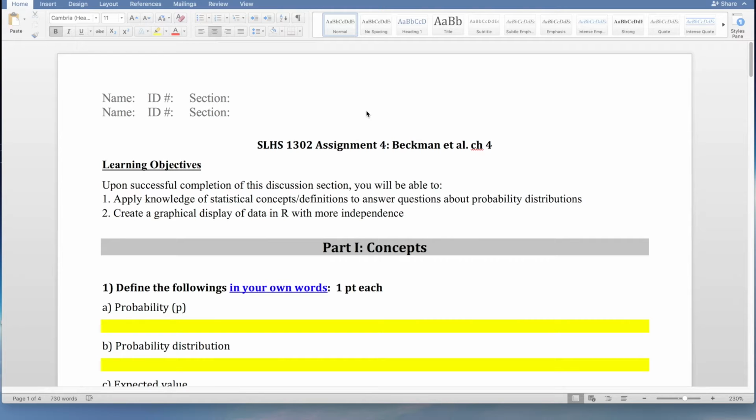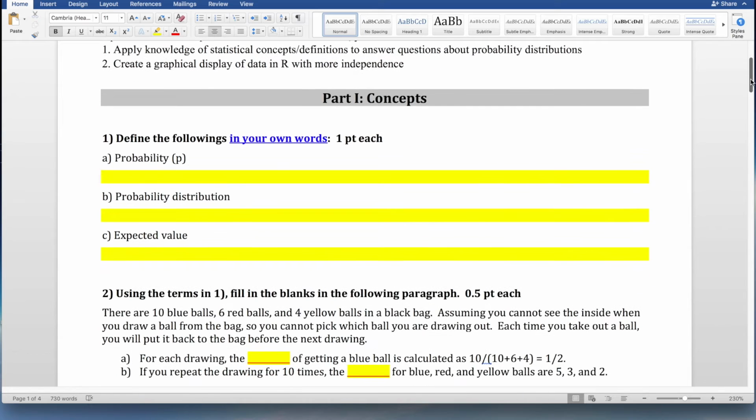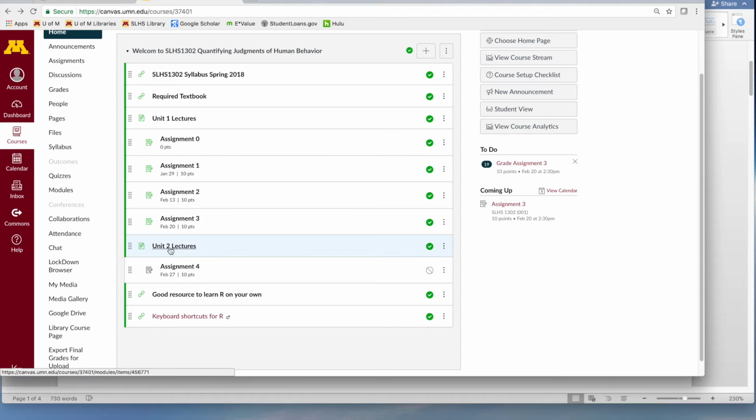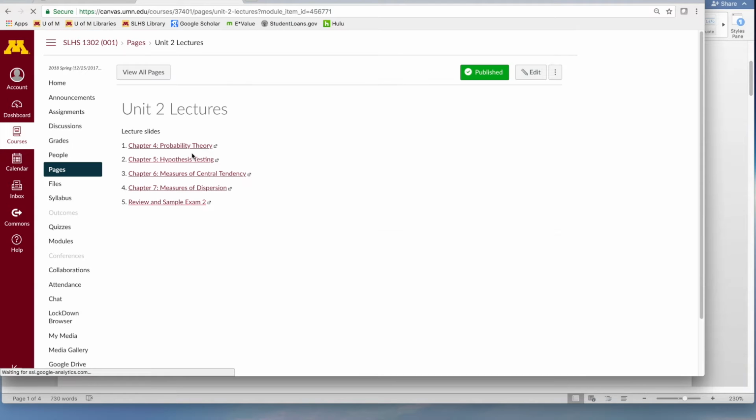Okay, so this is assignment 4 for SLHS 1302. For part 1, we have 3 concepts that we want you to define. These concepts are probability, probability distribution, and expected value. And so you can find these concepts and their definitions in the Unit 2 lectures under Chapter 4, Probability Theory.